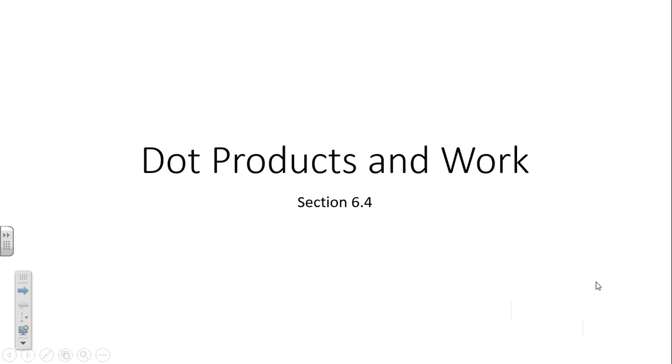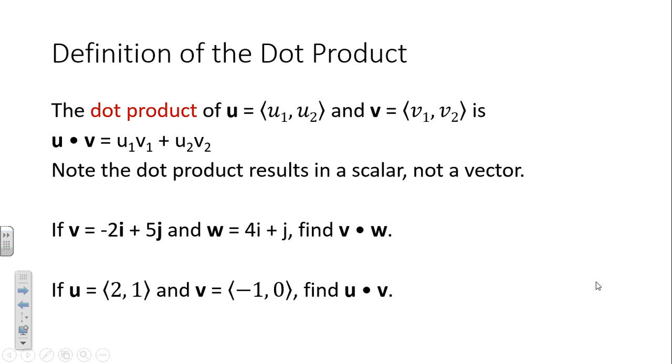Right, here's the good news. Dot product is easy to calculate. Definition of dot product is that if we have two vectors, one that's u, which is u sub 1 comma u sub 2, and v, which has a component form of v sub 1 comma v sub 2, the dot product of u and v means that you take u sub 1 times v sub 1 and you add u sub 2 times v sub 2.